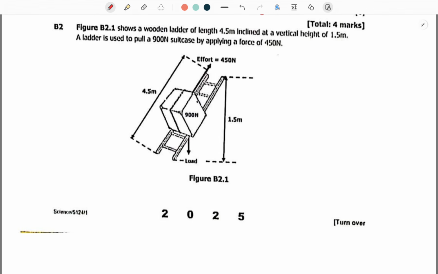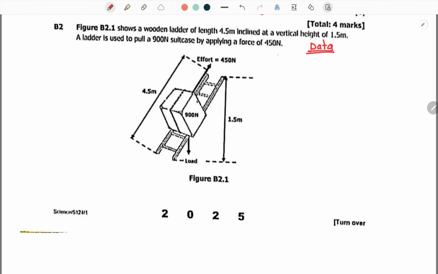We come to this particular question. They're saying figure B2.1 shows a wooden ladder of length 4.5 meters inclined at a vertical height of 1.5. Then they're saying a ladder is used to pull a 900 suitcase by applying a force of 450 newtons. So first of all, let's write our data.